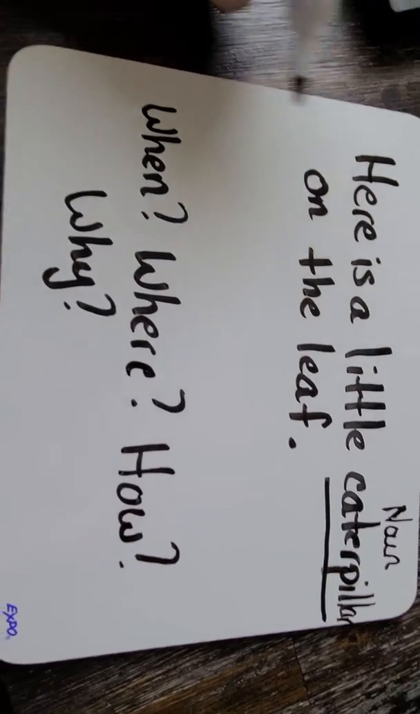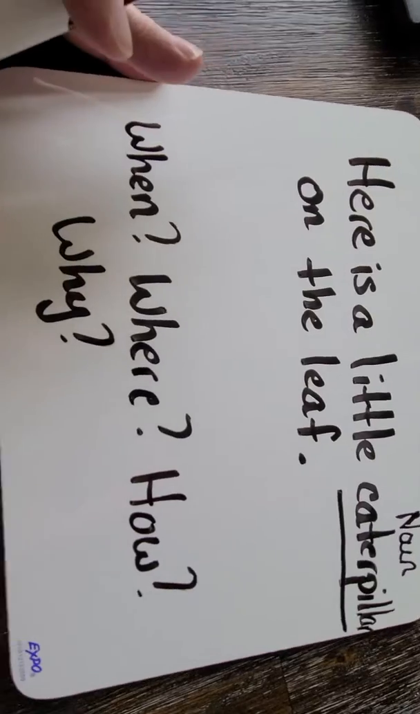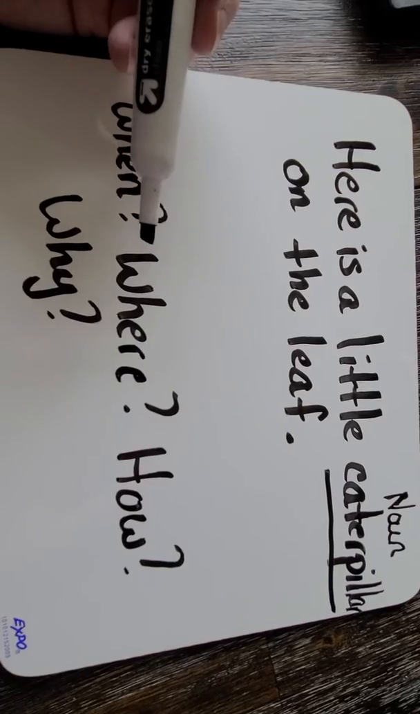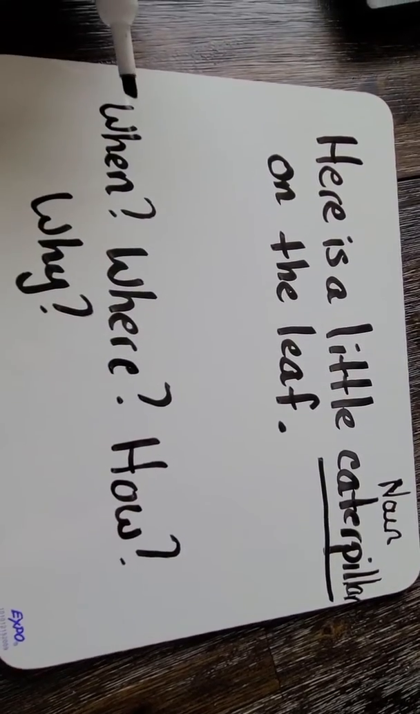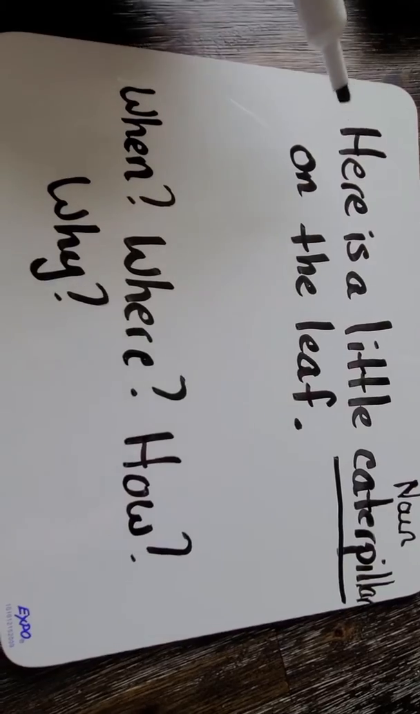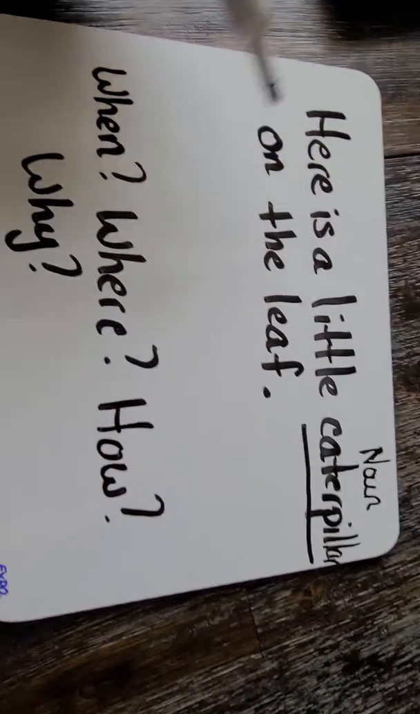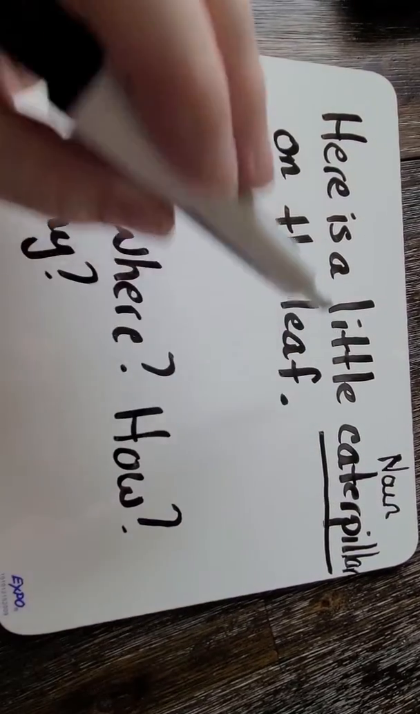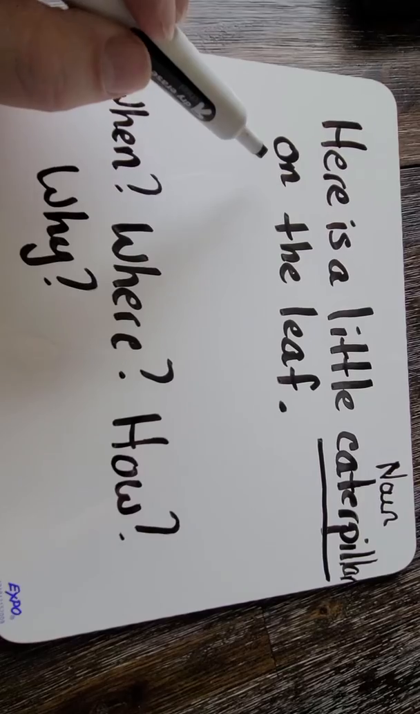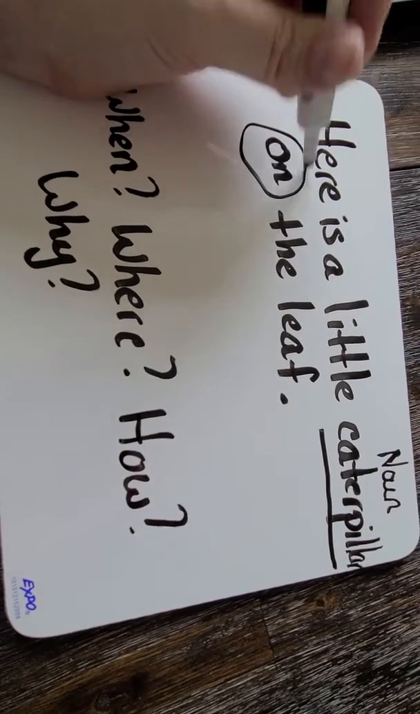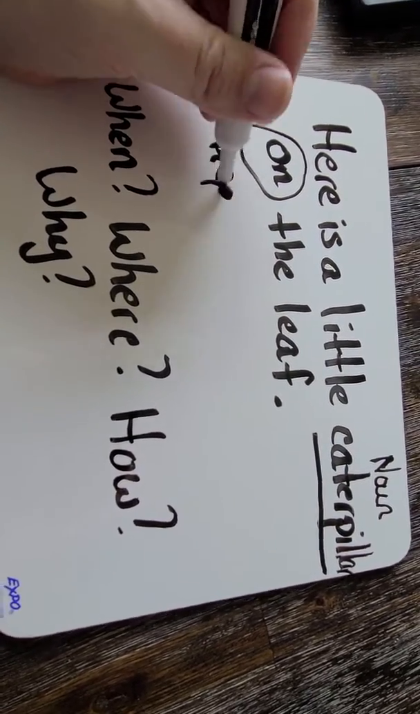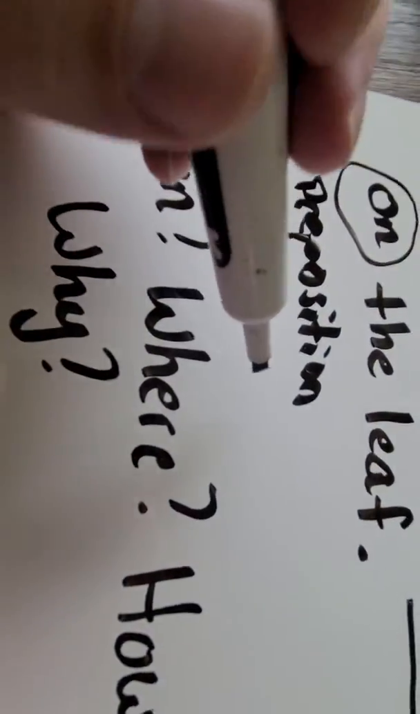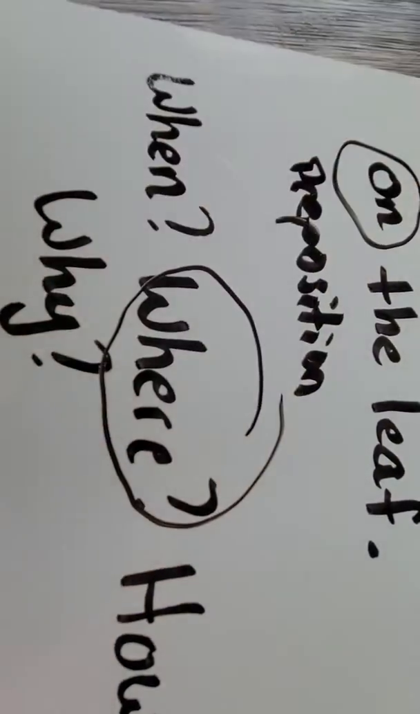Okay, now we need to figure out what on here is my preposition that is telling me when the caterpillar is doing something, where the caterpillar is doing something, how it's doing something, or why. So when. Are any words in the sentence telling me when? No, there are not. Is there any word in the sentence that's telling me where the caterpillar is doing something? So if I look at caterpillar, oh wait, on is telling me where he's doing something, on the leaf. So on is my preposition. And then if I was answering the second question, it would be where.